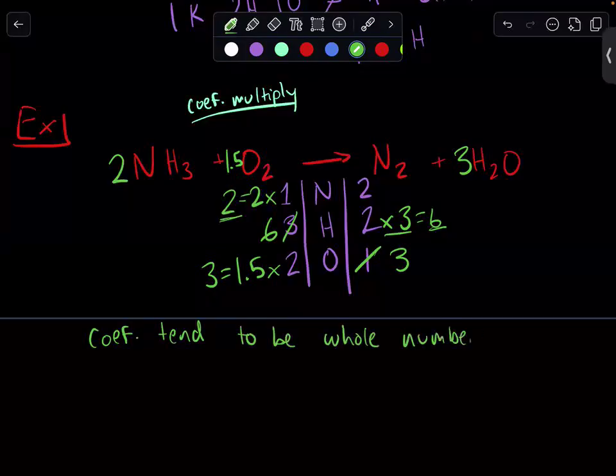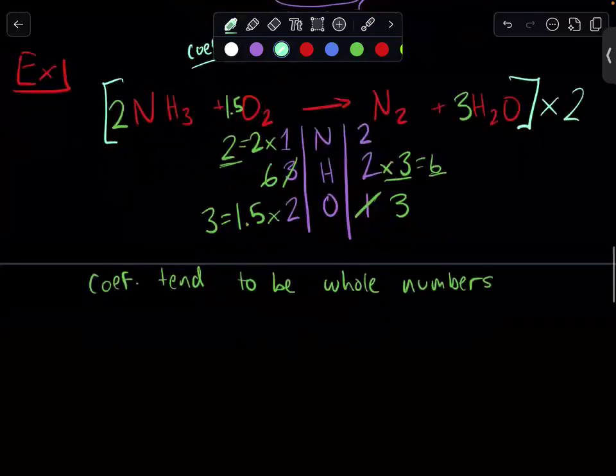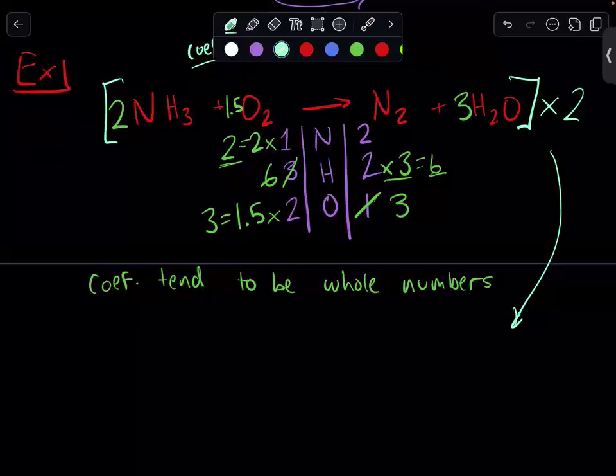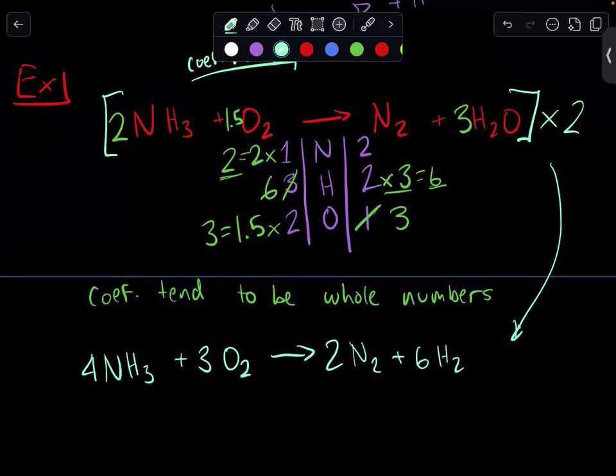So we have to do one final step just to finish this off. I want to find a way to clear this 1.5 coefficient. Well, the easiest way to change 1.5 into a whole number is multiplying it by 2. But if I do that to that, I must do it to the whole thing. So I'm going to multiply the whole thing by 2, getting me a final equation of 4NH3 plus 3O2 reacts to form 2N2 plus 6H2O.